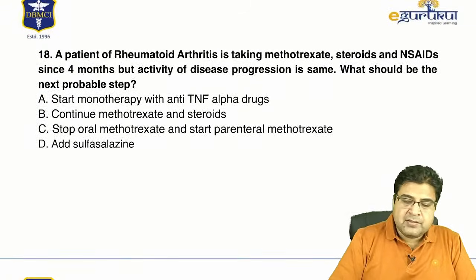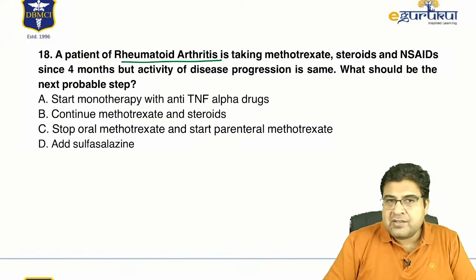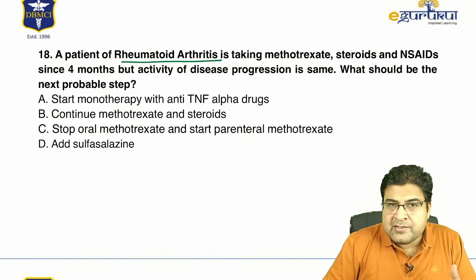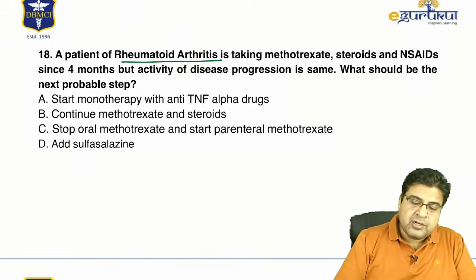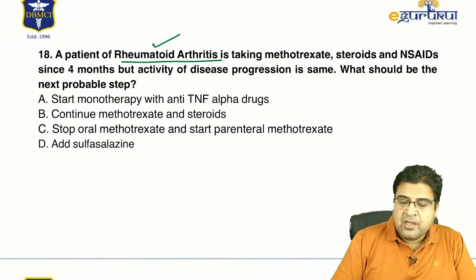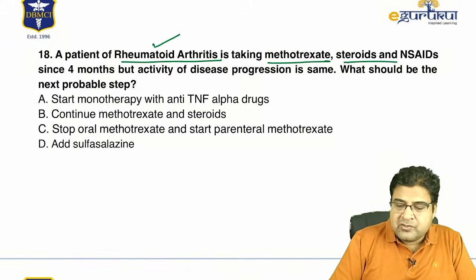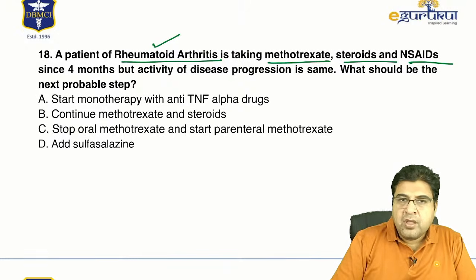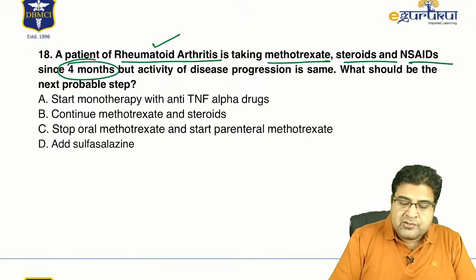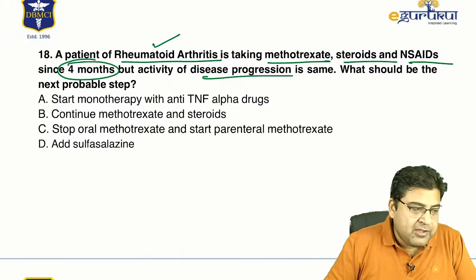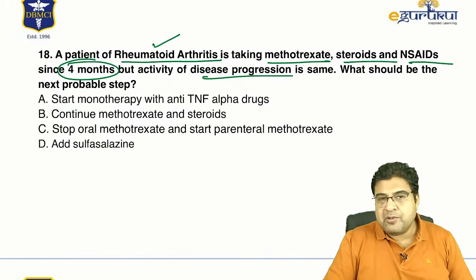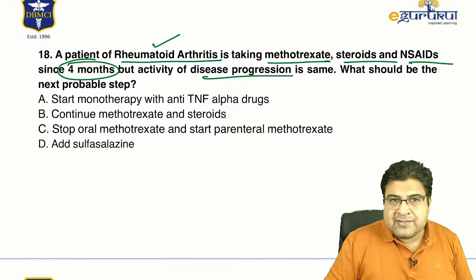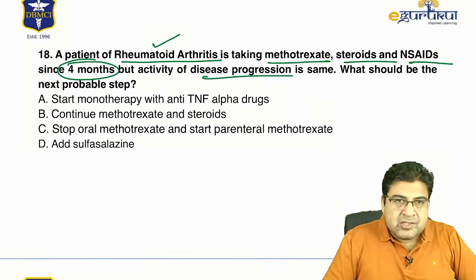Question number 18, this is the third question based on rheumatoid arthritis. One question we did, they asked the methotrexate mechanism of action. Second question, guys, they asked the tocilizumab mechanism of action. Third question we are doing on rheumatoid arthritis, where the patient is taking methotrexate, steroid, and NSAID. Patient has taken medicine for 4 months, still the disease is progressing. It means the patient is a refractory case. This patient is a methotrexate refractory patient. What should be the next probable step?